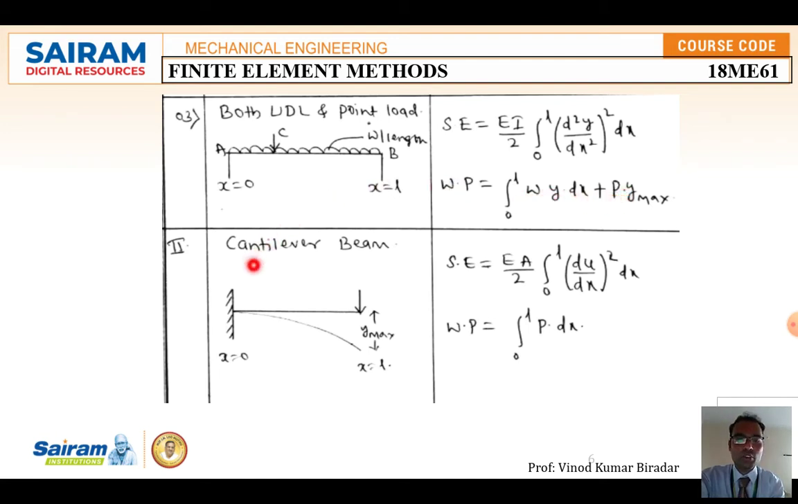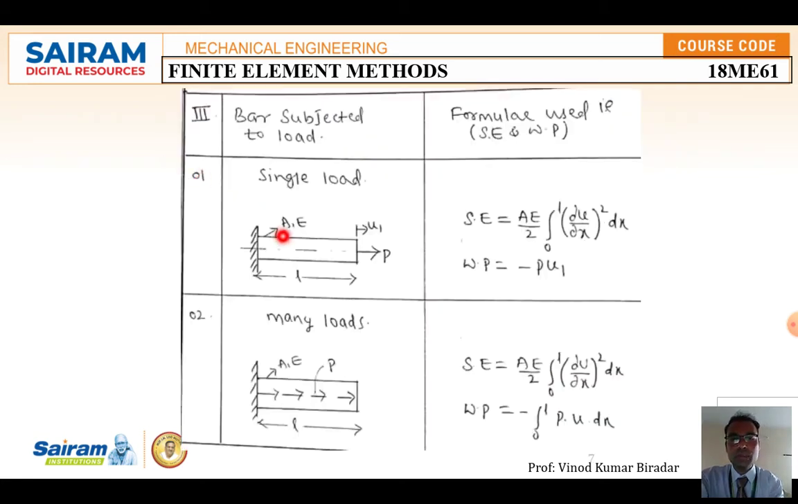For the cantilever bar, use this formula: strain energy is equal to AE by 2 integration from 0 to L of (dou u by dou x) whole square dx, and work potential is equal to integration from 0 to L of P dx. Next, for a bar subjected to a point load, strain energy is AE by 2 integration from 0 to L of (dou u by dou x) whole square dx, and work potential is equal to minus of load into u1. The minus indicates that the work is done by the external force.